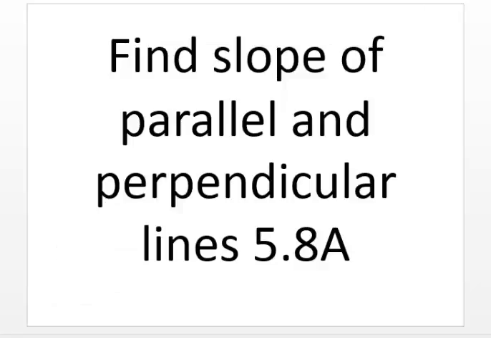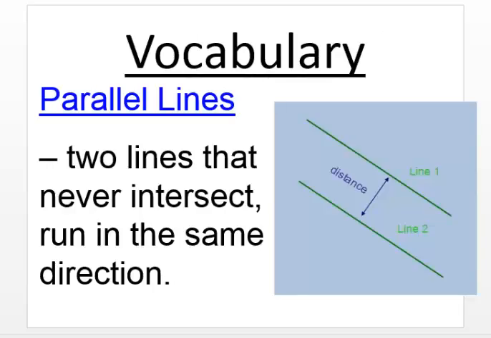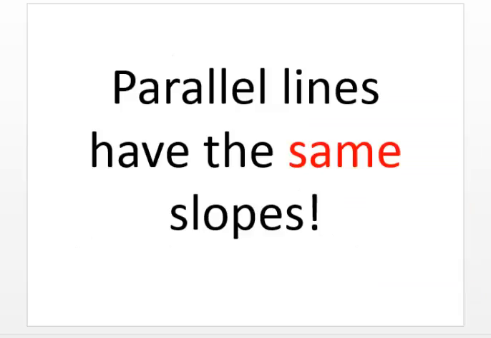Today we're going to find the slope of parallel and perpendicular lines. Let's review what parallel lines look like. Parallel lines are two lines that never intersect and they run in the same directions. They will never ever cross each other. Parallel lines have the same slopes. Very important that you take note of that. They have the exact same slopes.